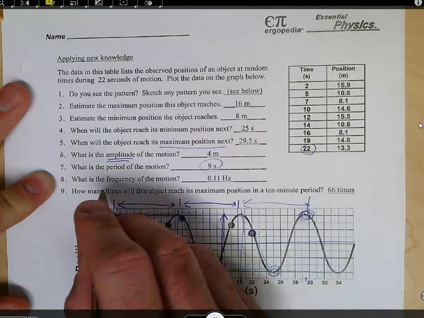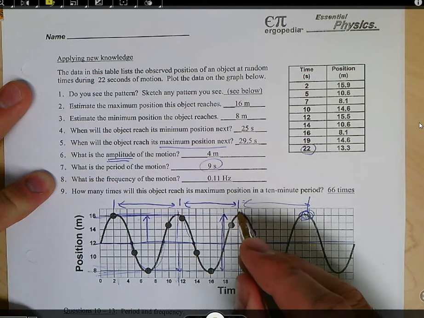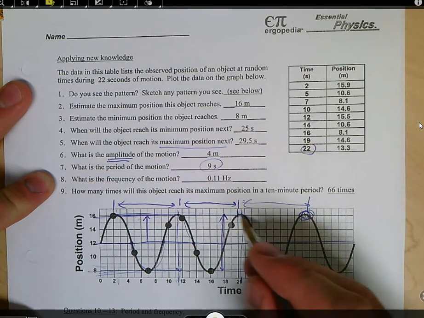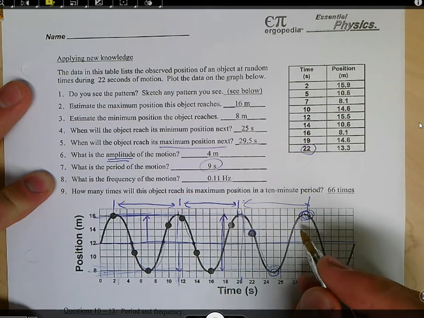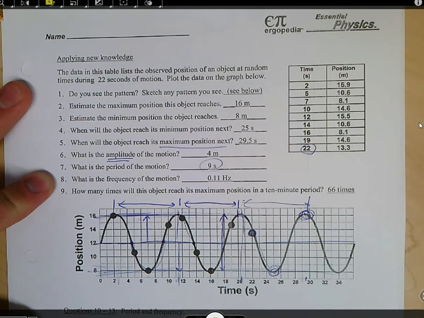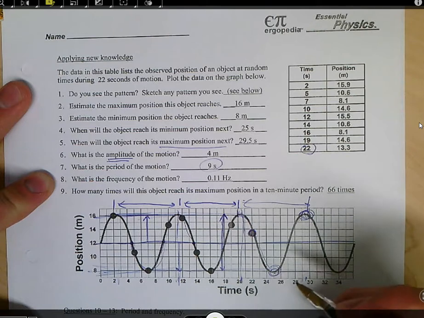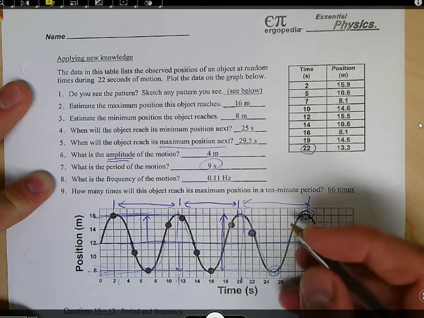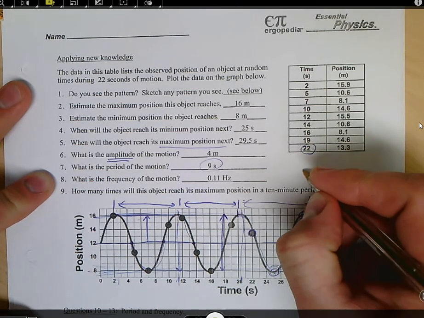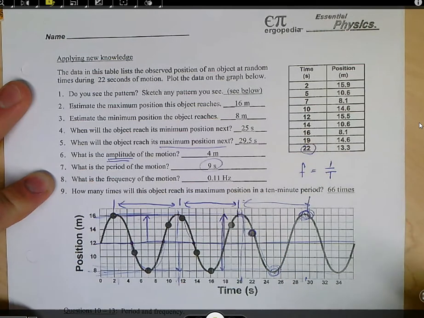Now, the frequency of the motion, that one's not as easy for sure. You could do it a couple of different ways. Visually, you could break up this chart here into even intervals, and you could say, well, how much of a cycle does it get through in 1 second? But I think the best way to go about this is to use our regular formula here, which is that the frequency is equal to 1 divided by the period. That's the important point here.